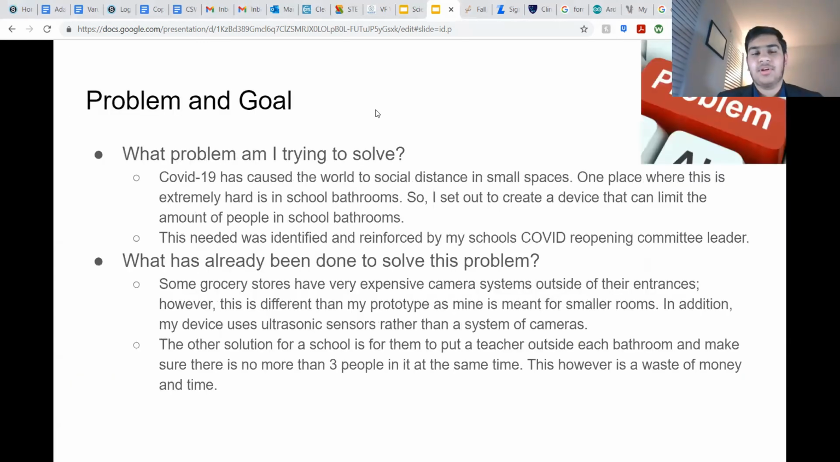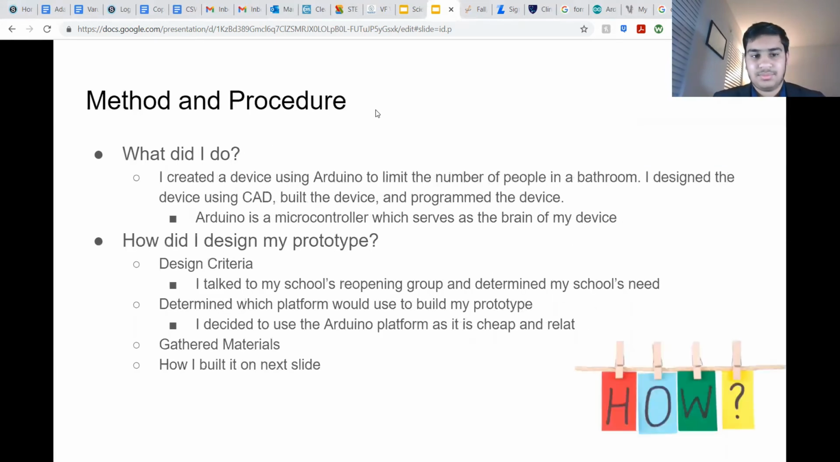So first, let's define a problem. COVID-19 has caused the world to be socially distanced for the past year, especially in small spaces. Even more specifically, and more importantly in this case, school bathrooms. I talked with my school's reopening group and they identified school bathrooms as a need where they cannot effectively manage students in there.